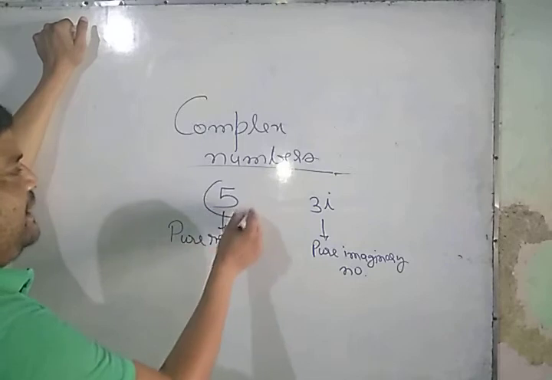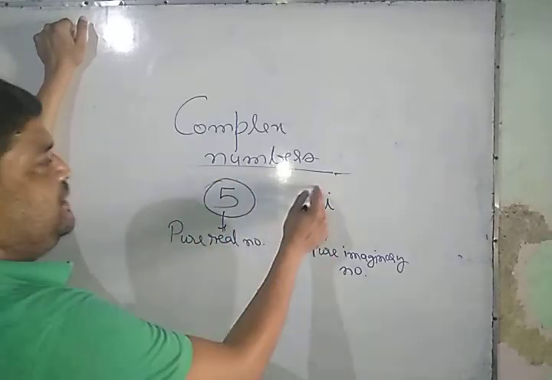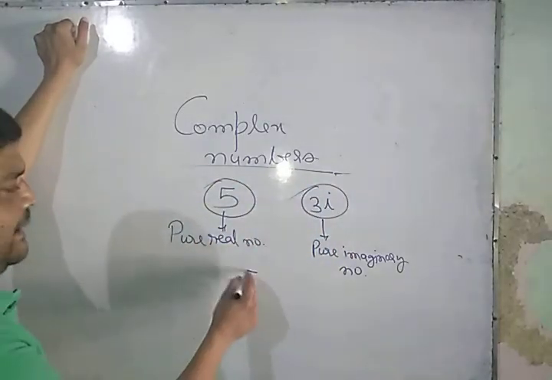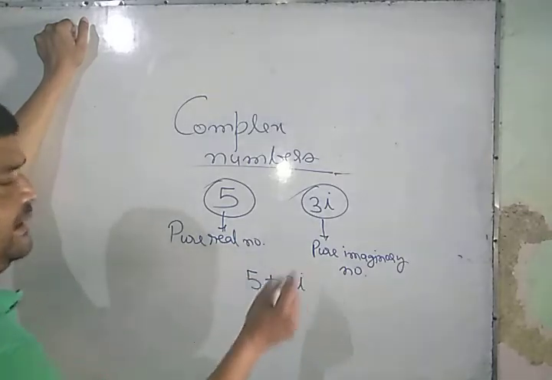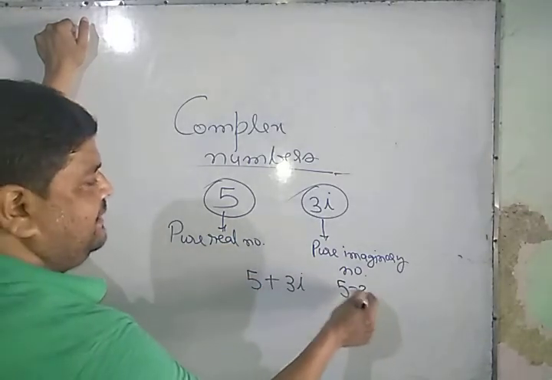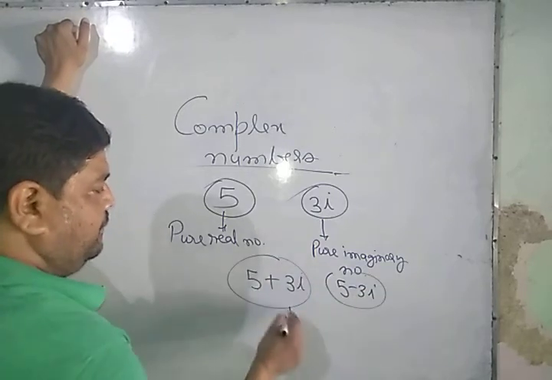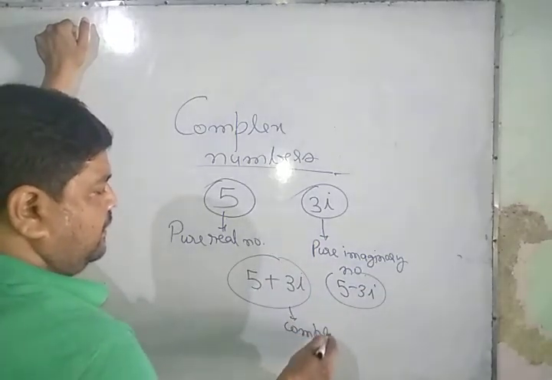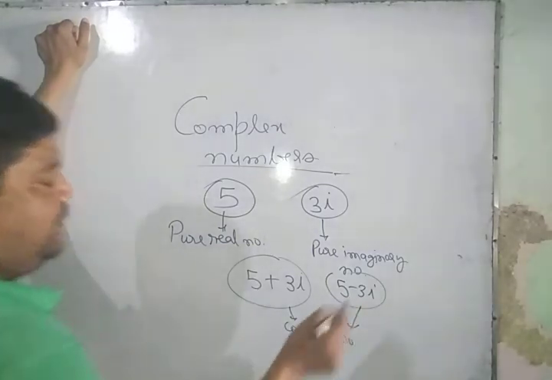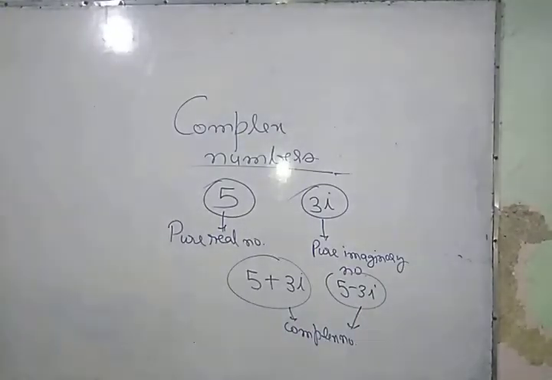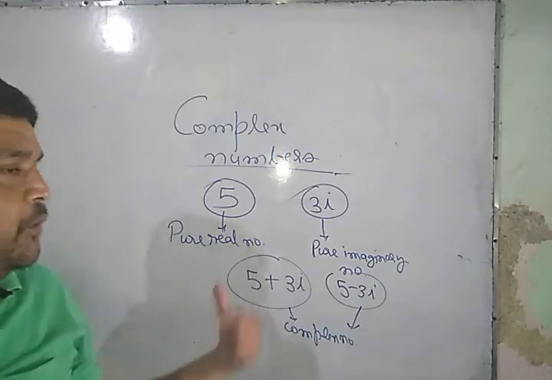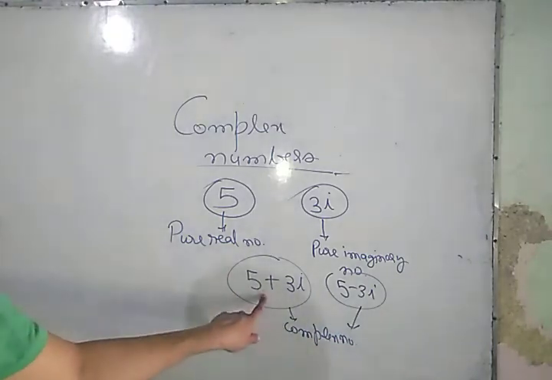When this pure real number 5 and this pure imaginary number 3i are combined with a positive or negative sign, 5 plus 3i or 5 minus 3i, they are called complex numbers. Five is a pure real number, 3i is a pure imaginary number, but 5 plus 3i is neither an imaginary number nor a real number. Similarly, 5 minus 3i is neither an imaginary number nor a real number. So 5 plus 3i and 5 minus 3i both are complex numbers. They are neither real nor imaginary.